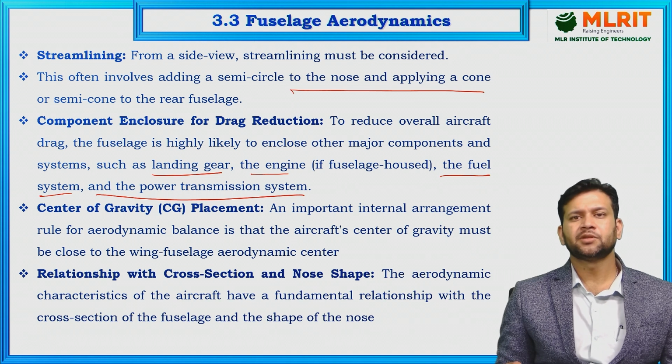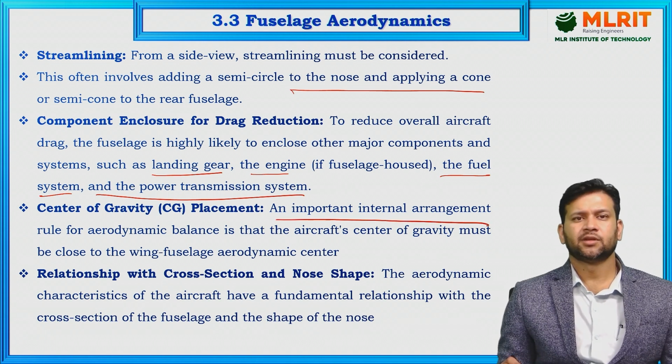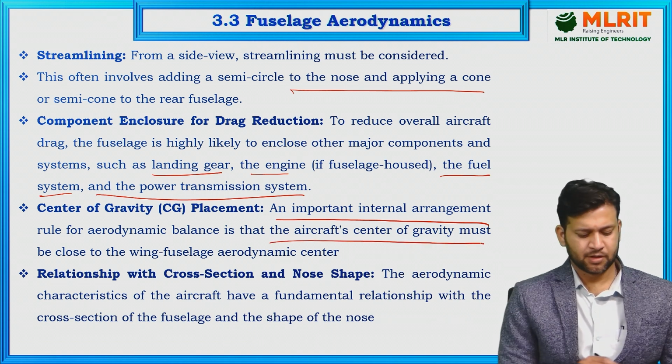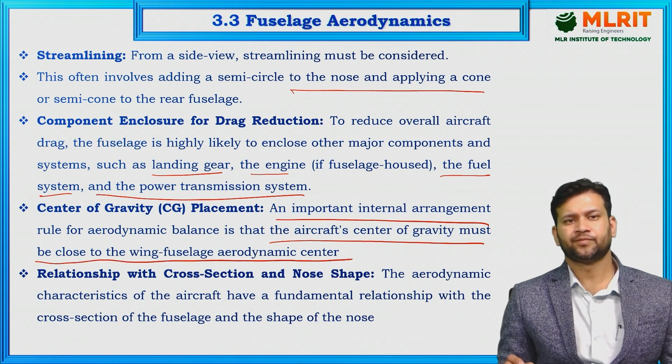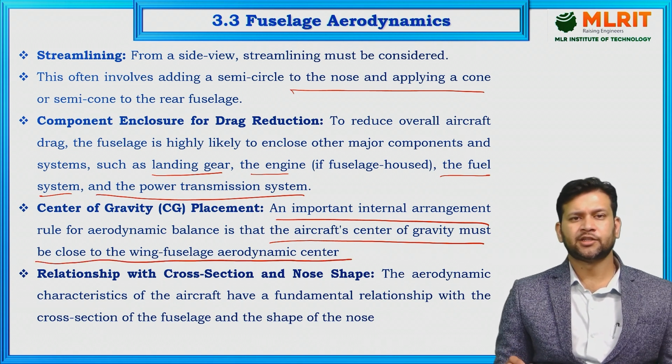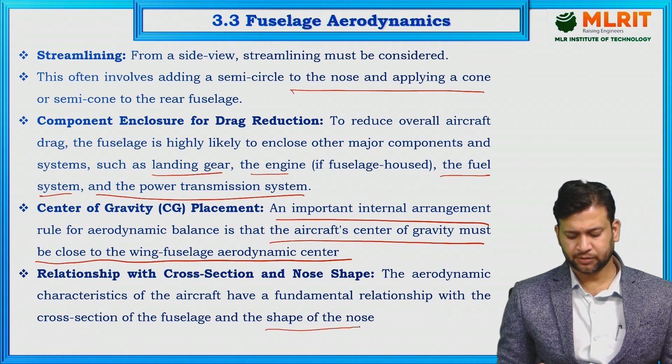CG placement. An important internal arrangement rule for aerodynamic balance is that the aircraft CG must be close to the wing fuselage aerodynamic center. Relationship with cross section and nose shape. The aerodynamic characteristics of the aircraft have a fundamental relationship with the cross section of the fuselage and the shape of the nose.